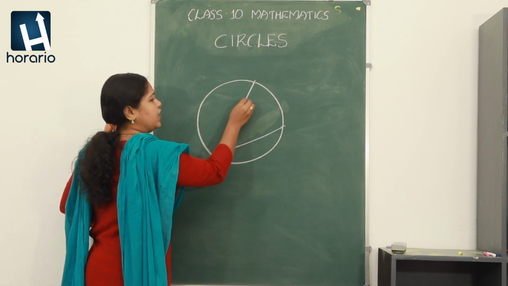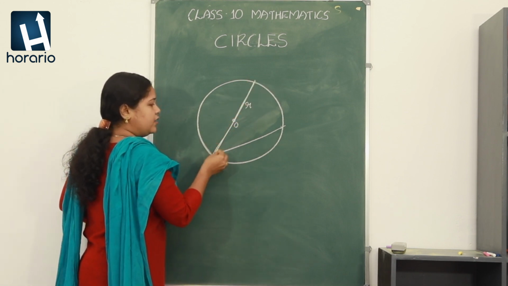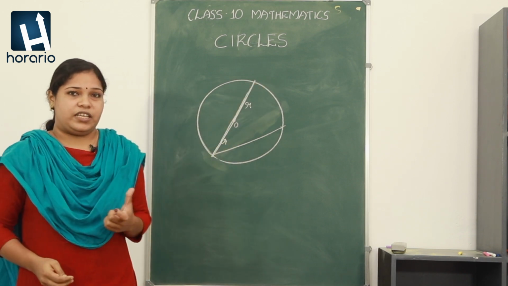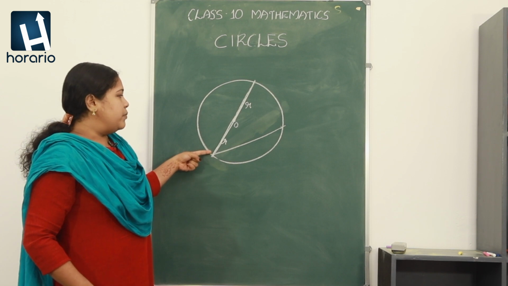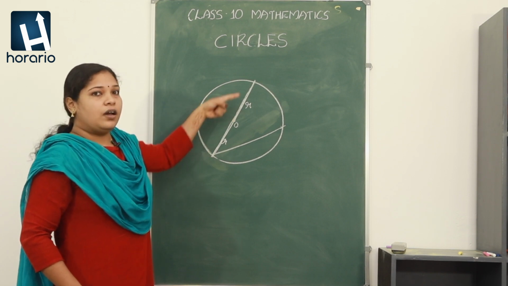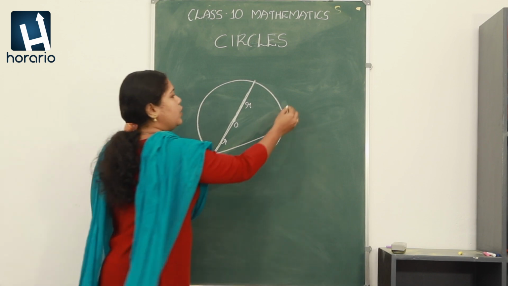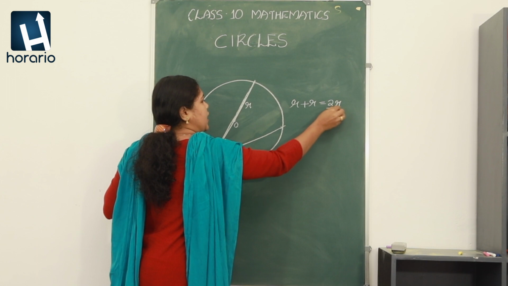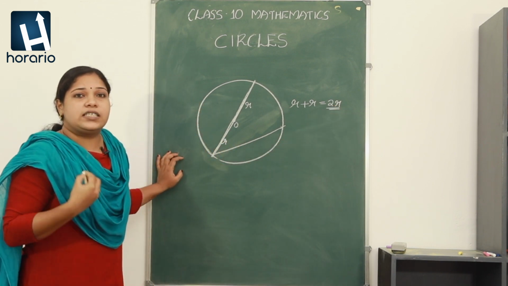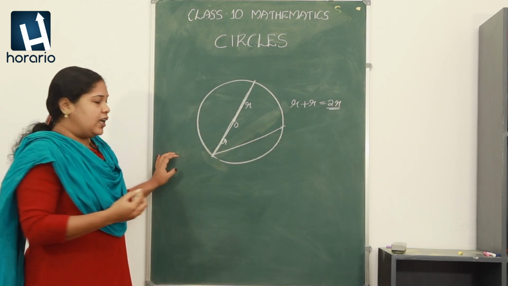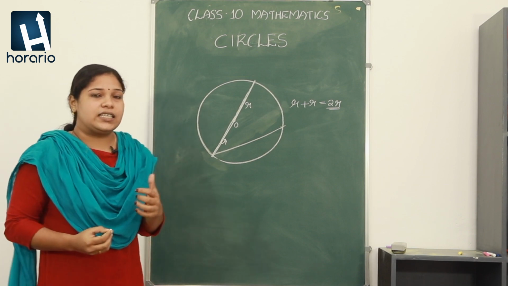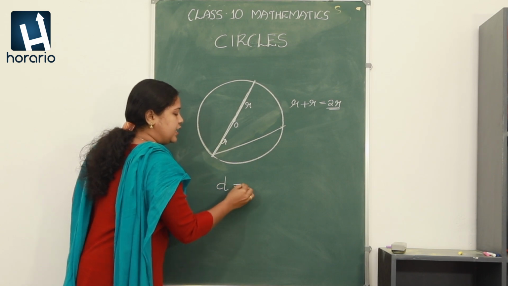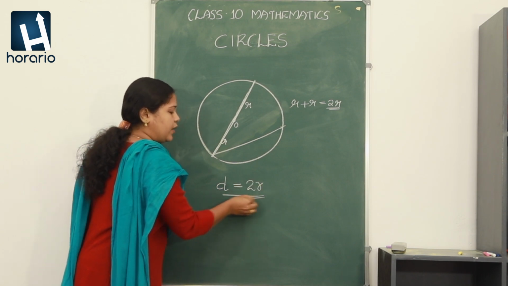So this is one radius of the circle and this is also another radius. What can we say about the length of the diameter? From here to here it is r plus r, that is equal to 2r. So the length of diameter is equal to 2 times the radius. If I denote the length of diameter by d, then d is equal to 2 times radius.